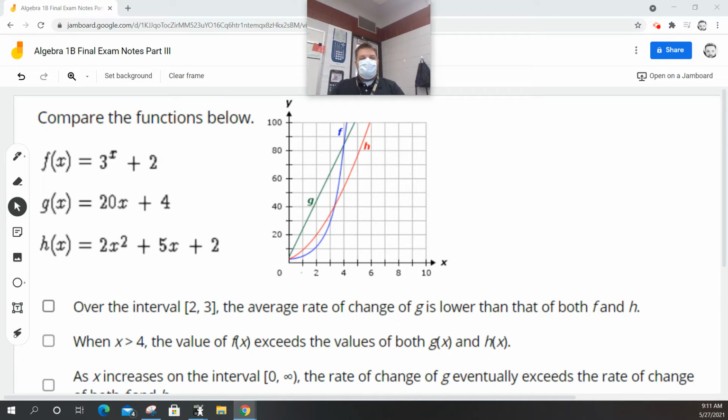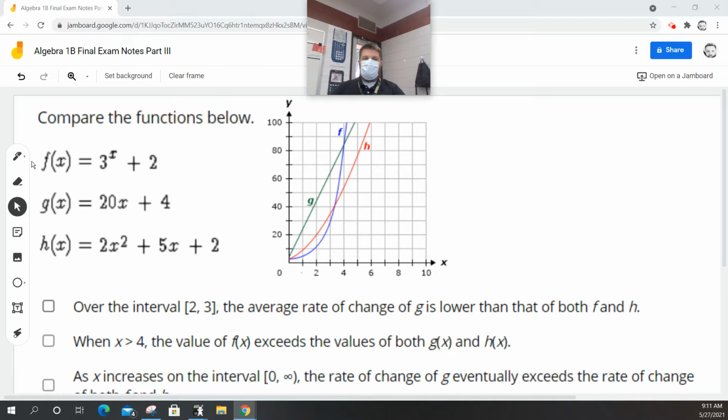All right, so it says compare the functions below, and then I got three functions, and they're all graphed. And then there's a series of statements that I have to mark as true. So let's just read the first one. It says, over the interval 2, 3, the average rate of change for G is lower than both F or H. And that is, so when they talk about the rate of change, they're talking about the slope.